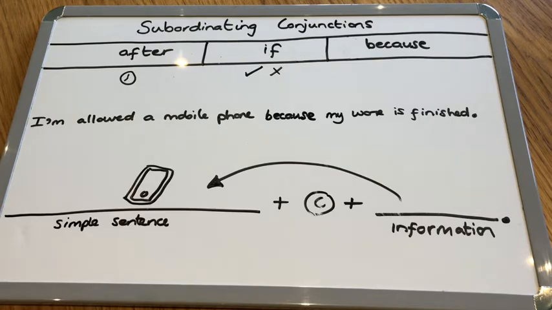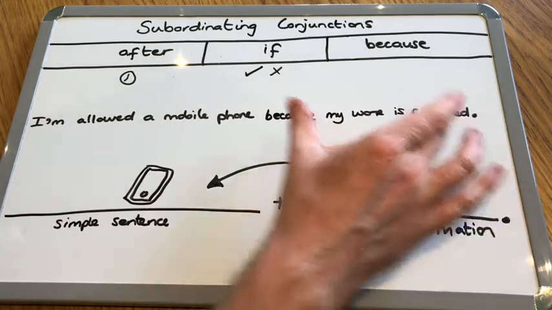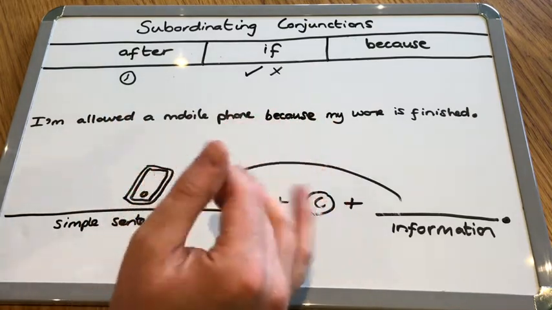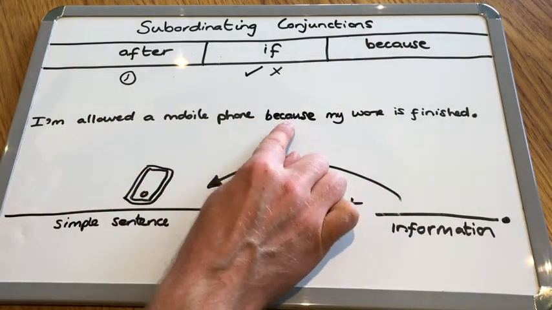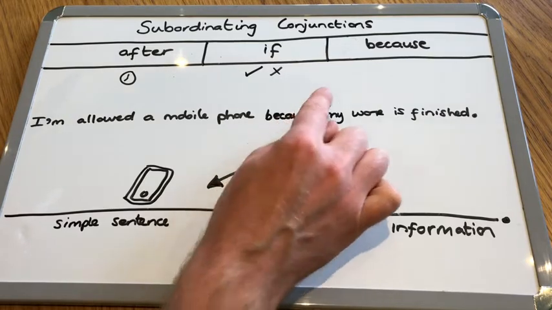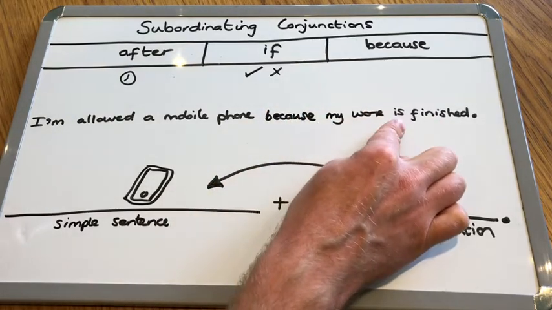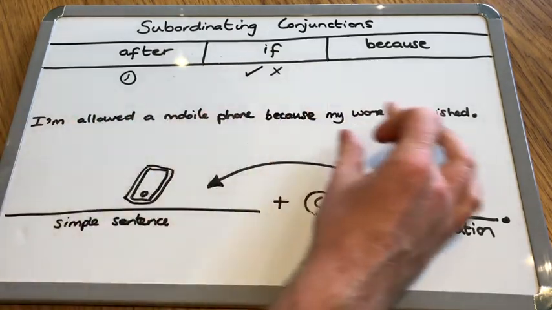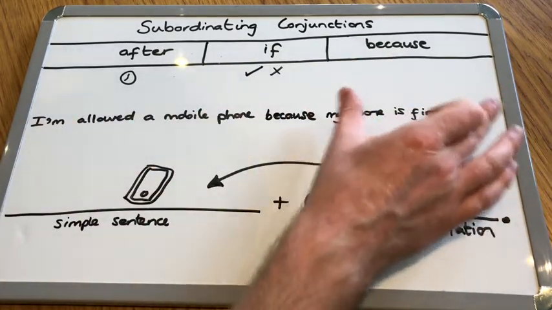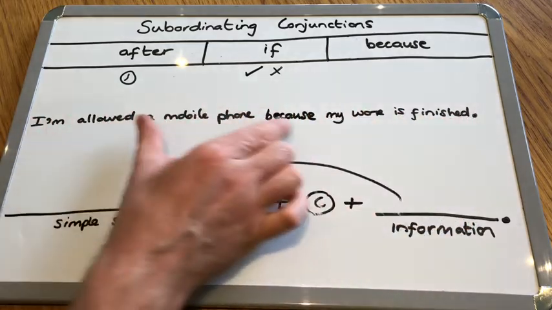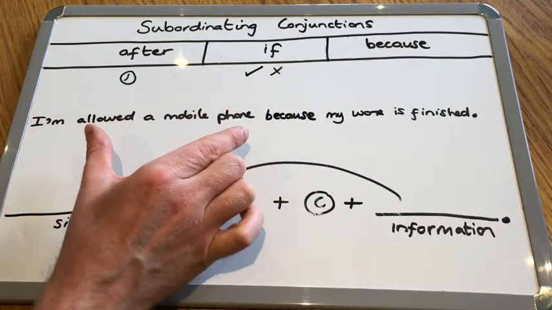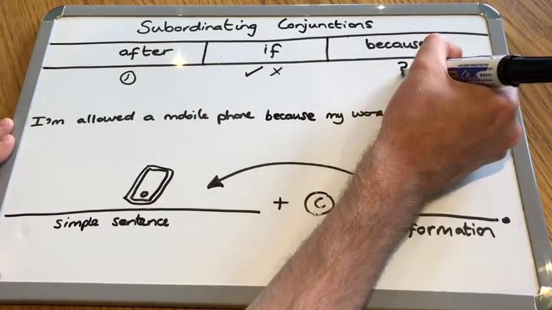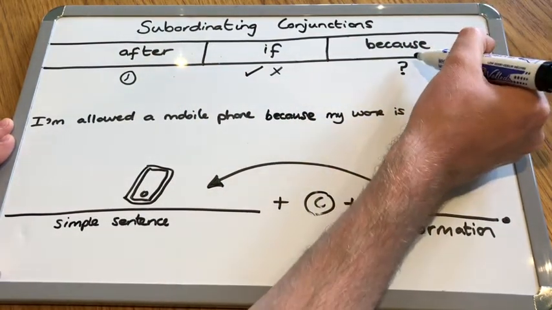So again, this had to happen first for that to happen. So kind of giving some hint as to time there. But because here is really being used to allow us to say why we are allowed our phone. So in this sentence, for me, it kind of means we've already finished our work and we're explaining to somebody why we're allowed the phone because that work's finished. So for me, because is really useful if you want to say why or give a reason.